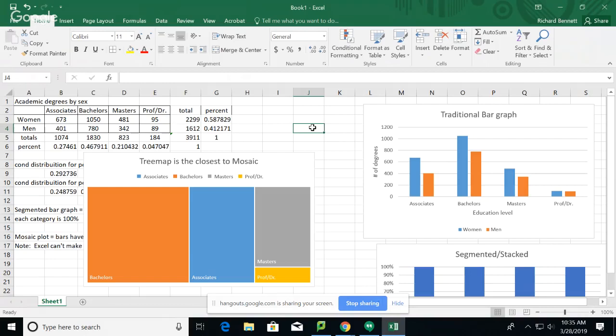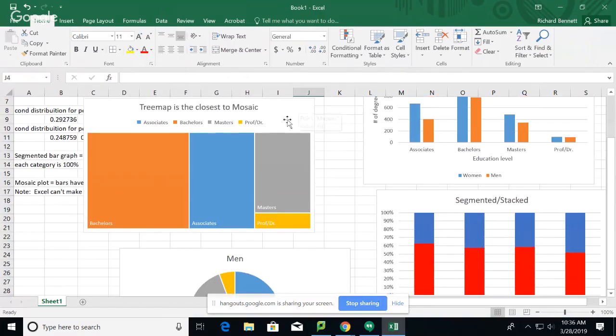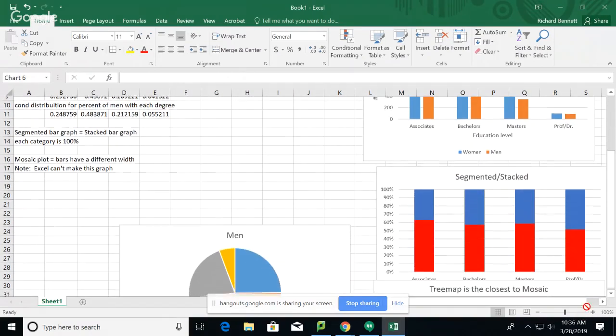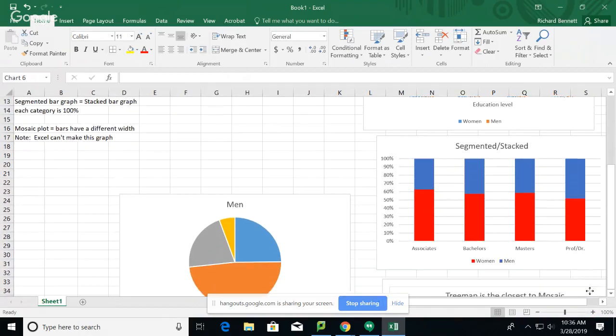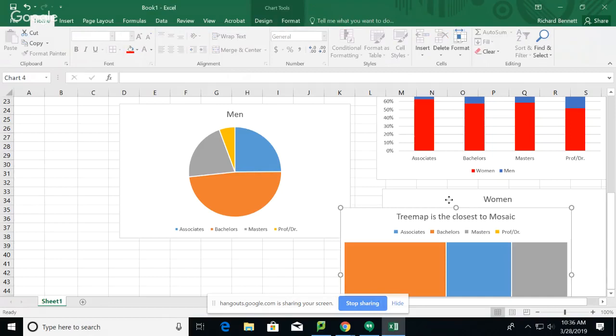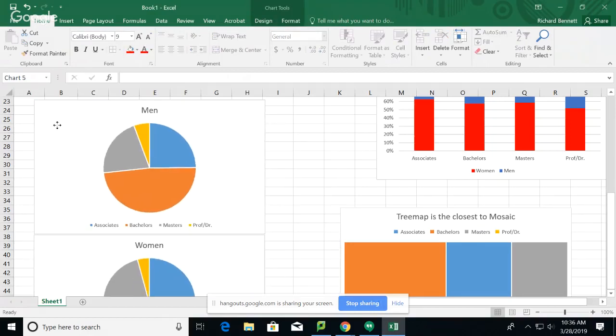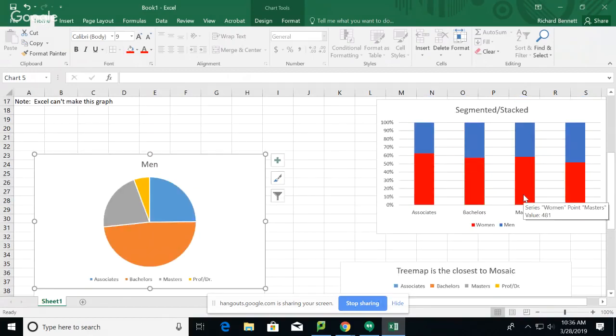Okay, so which ones do we need to know for the test? Which graphs? Do we need to know the traditional and the segmented? The traditional and the segmented, which Excel calls stacked. I would like you to understand what a mosaic graph is, even though we can't really make it. And I would also like you to know the pie graph, because to be honest, I love the pie graph. In fact, I would probably prefer the pie graph over the stacked bar, unless you have a wide disparity.